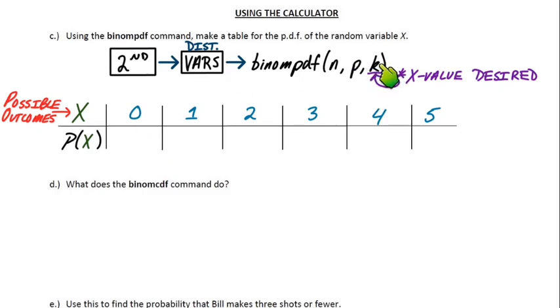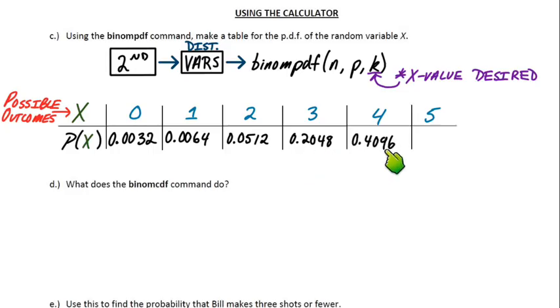So if we use the binomial pdf command, 5 is the N, P is 0.8, and in this case, for 0, we put 0 for the X value desired, and we get 0.0032. If we put 1, we get 0.0064. For 2, 0.0512. For 3, it's 0.2048. For 4, 0.4096. And for 5, 0.32768. Now, I haven't checked this, but if you add all these up, they better add to 1.